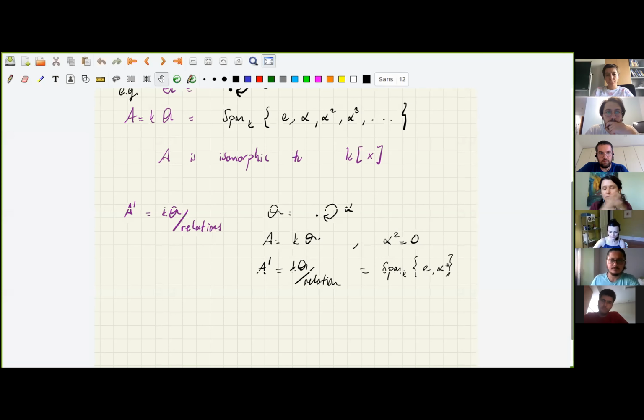We can have bigger quivers, we can set any paths to 0. We can also further impose different relations. And then we can write down again an algebra, which is called path algebra with relations.